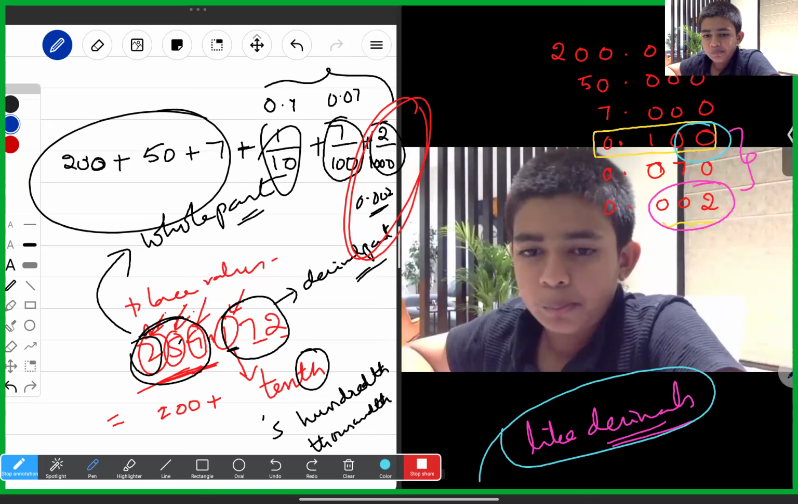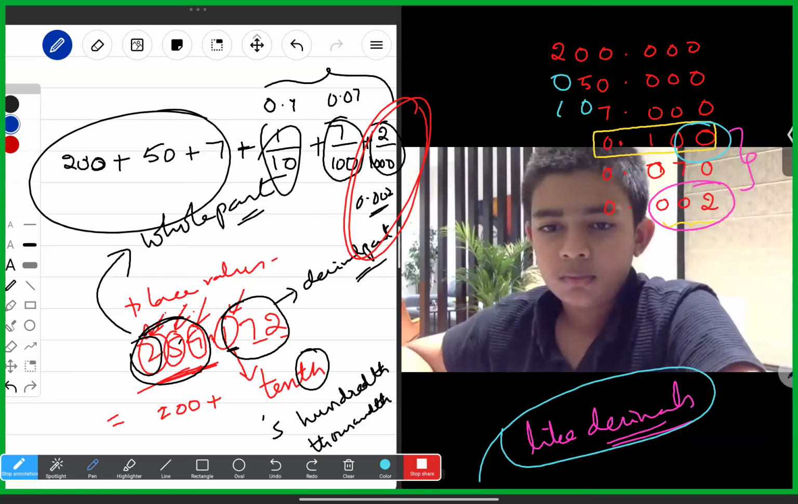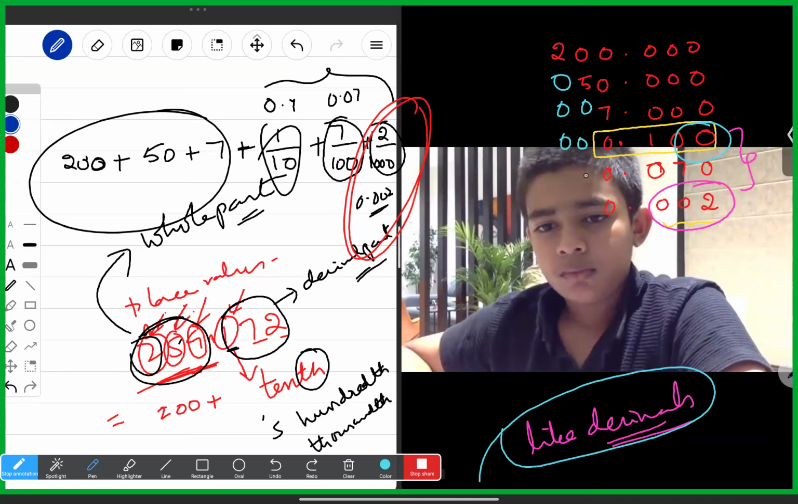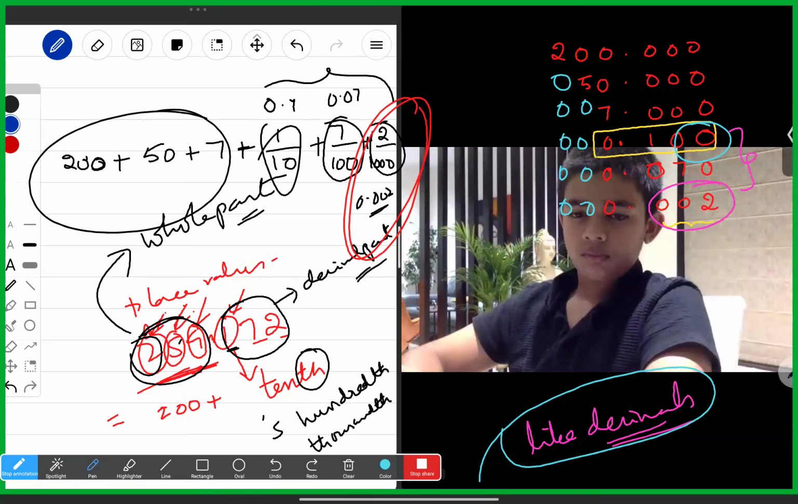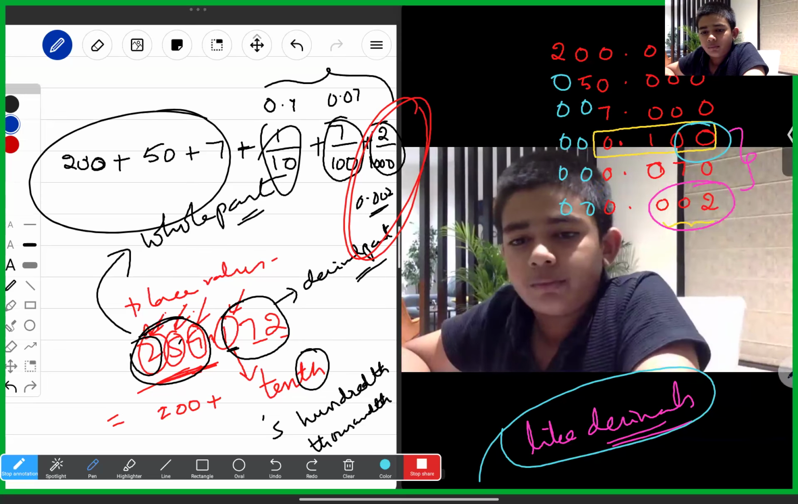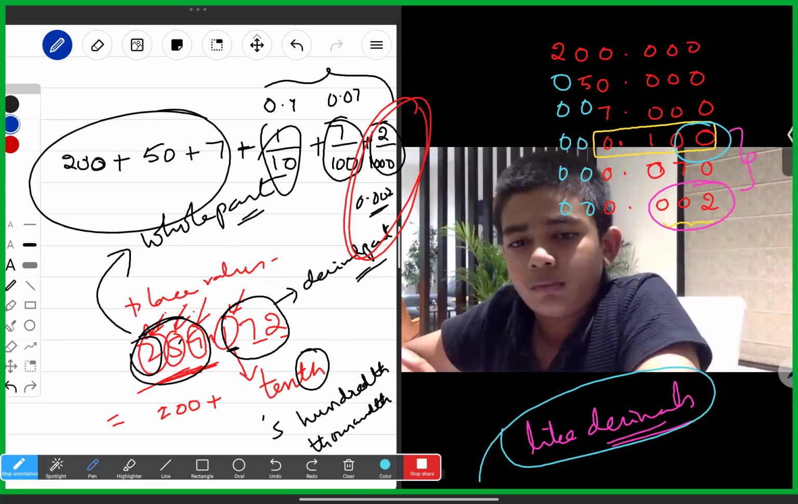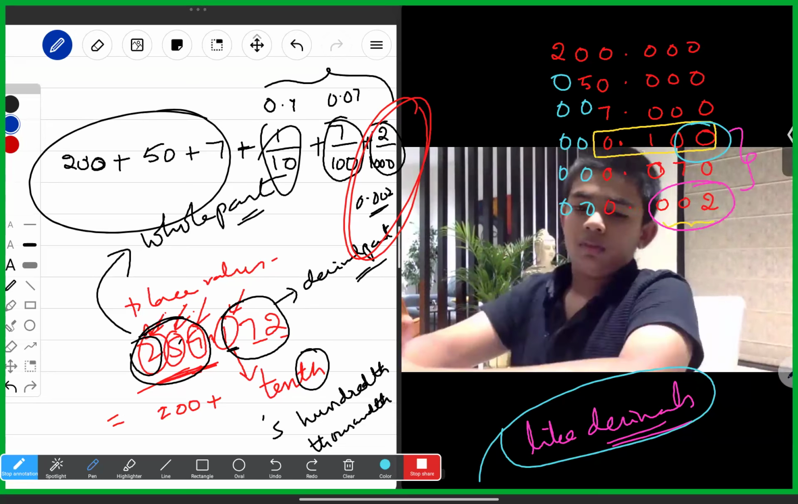So for the whole part, if you want, you can keep zeros. If you don't keep them, it's not a problem. But what are like decimals? Like decimals means you have the same number of decimal digits after the decimal point, like two decimals, 3 decimals, 4 decimals. Those with the same number are like decimals. If the decimals are unlike, you can still make them like decimals.